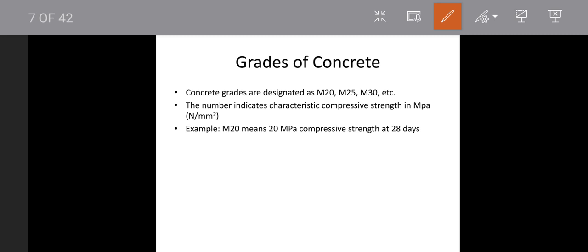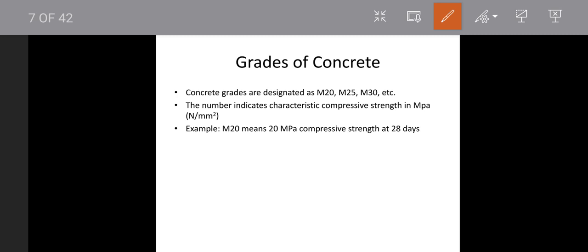Grades of concrete, because concrete has different grades. Each grade is classified based on its load carrying capacity. Generally we use M20, M25, M30 in building structures, but the grades of concrete are available from M5, M7.5, M10, M15, M20 and M25.